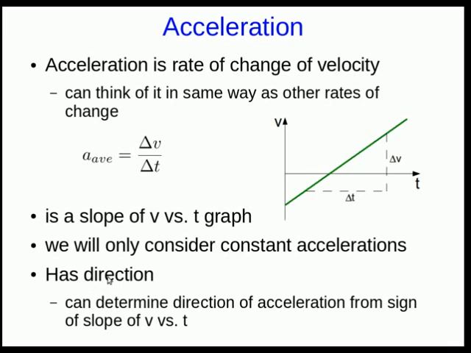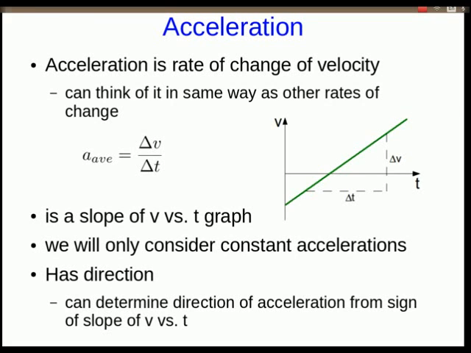And notice it'll have a direction. Just like a velocity has a direction, the acceleration will have a direction. For now, we'll see that we can determine the direction of the acceleration from the sign of the slope of the v versus t graph. Now, that'll look sort of bothersome as a way of getting it, and we'll see a better way of determining the direction later on when we look at vectors.